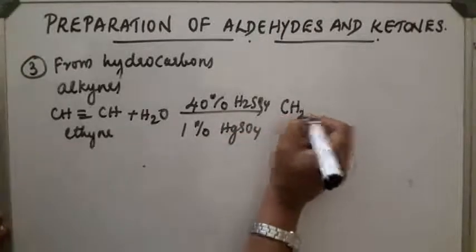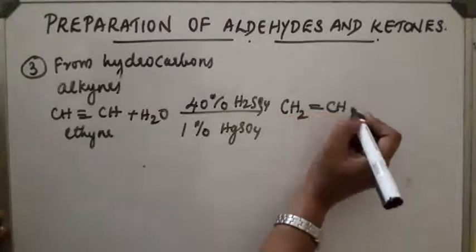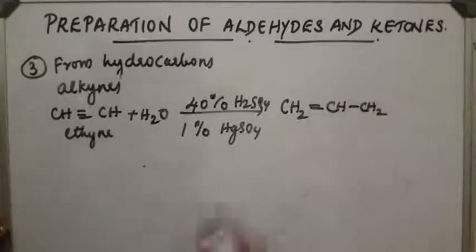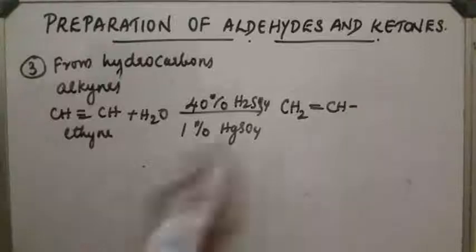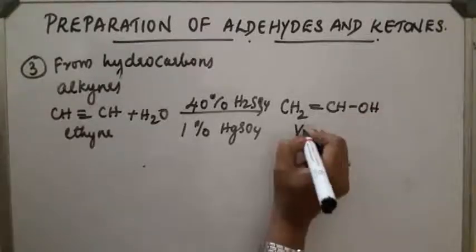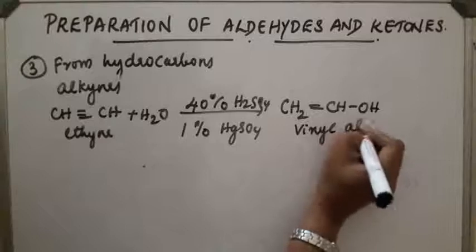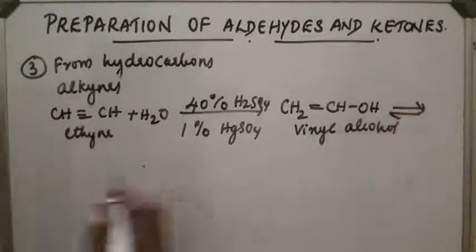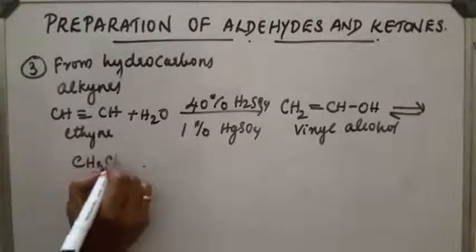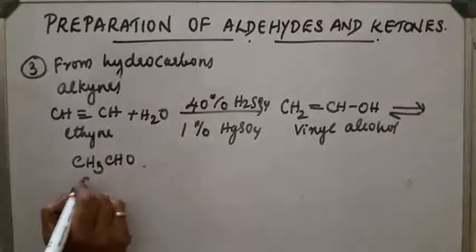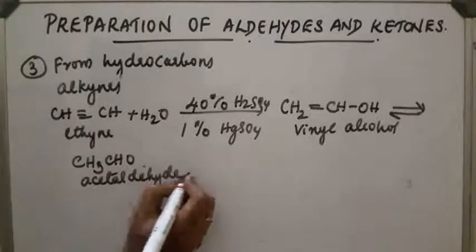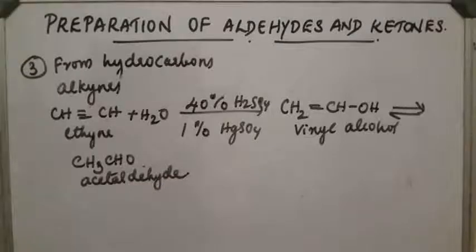First, vinyl alcohol will be obtained. Vinyl alcohol, CH2=CHOH, rearranges and gives CH3CHO, acetaldehyde. Like this, aldehyde can be obtained from alkynes.